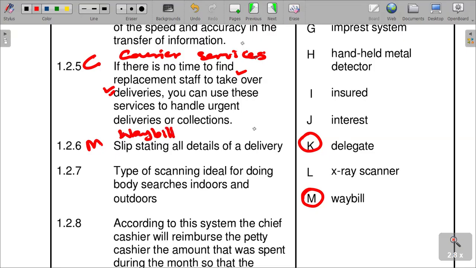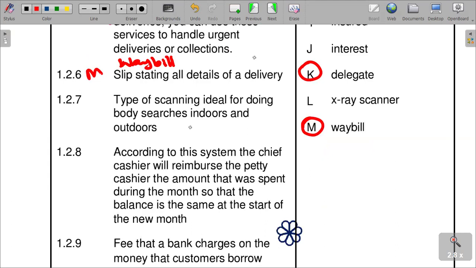A waybill is a slip that states all details of a delivery. What has been delivered is stated on the waybill.